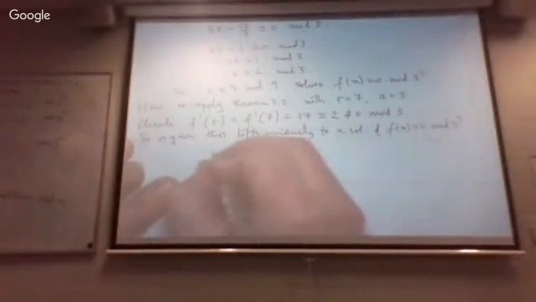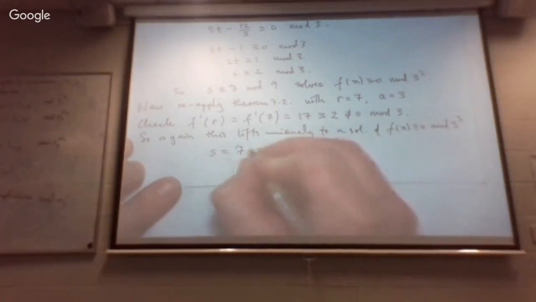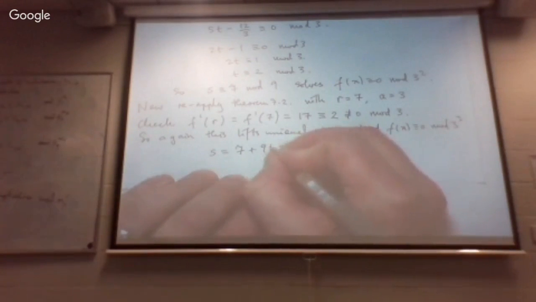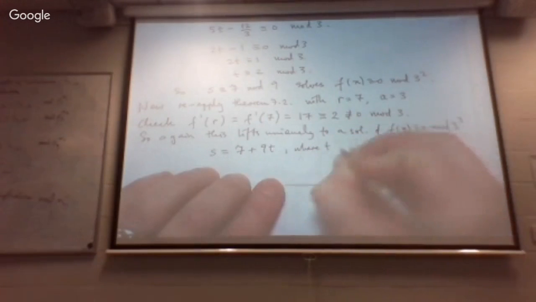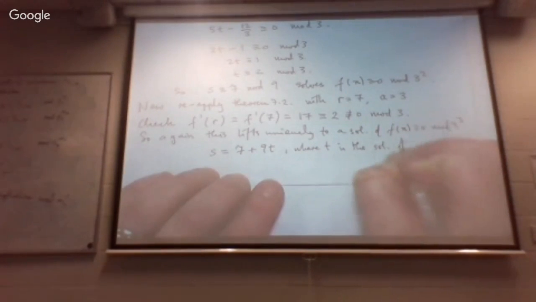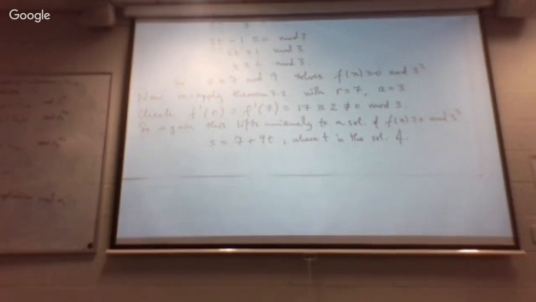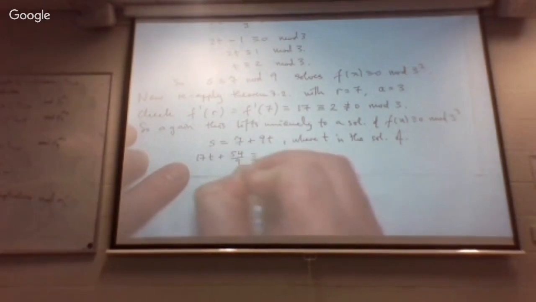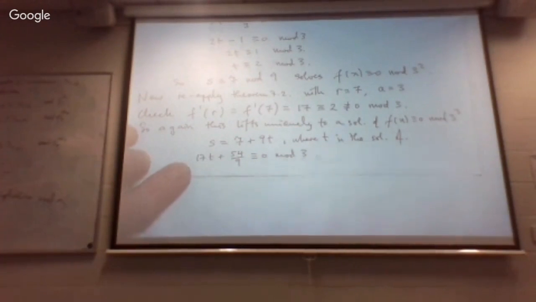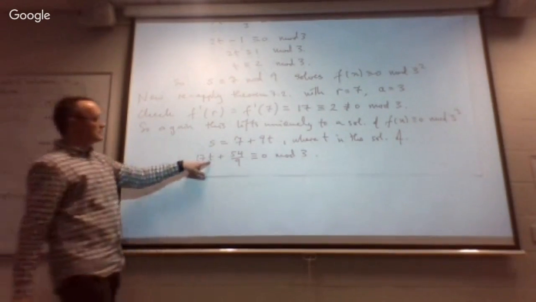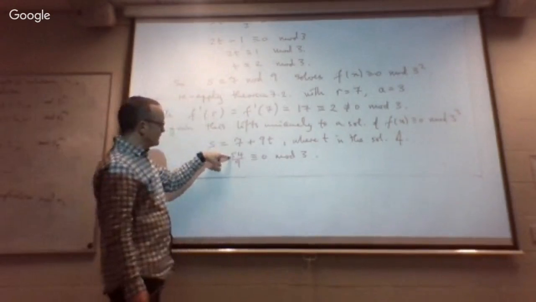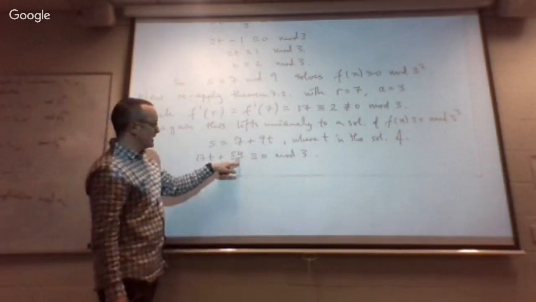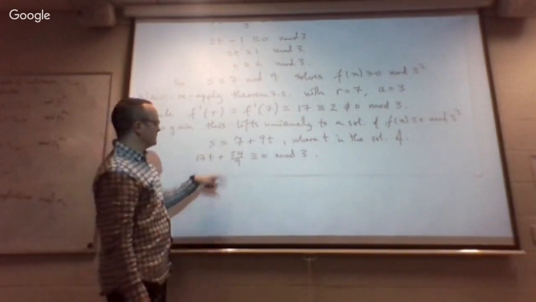The new solution is S, and it's going to be 7 plus t times p to the a minus 1. So it's 7 plus 9t, where t is the solution of 17t plus 54 over 9 congruent to 0 modulo 3. This is the value of the derivative times t plus the value of the original polynomial f at this solution 7, which comes out as 54, divided by p to the a minus 1.